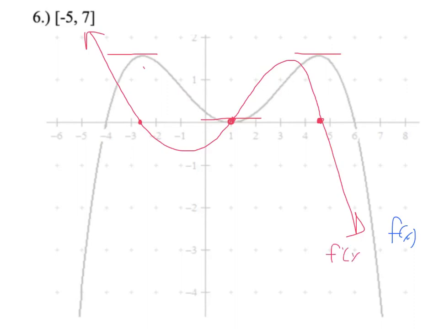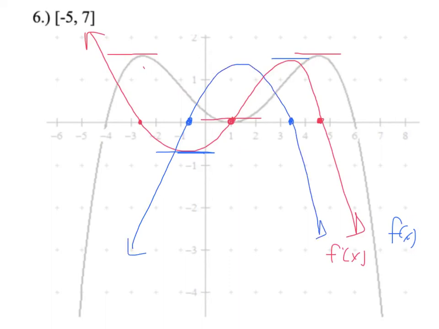f prime of x, and now we're looking for f double prime. Horizontal tangent here of the derivative, horizontal tangent here. So a little bit there, and then probably somewhere here between 3 and 4. The slopes of the derivative, negative, 0, positive, 0, negative. So started off negative, then became positive, turned back around, and became negative again. So this was f double prime of x.